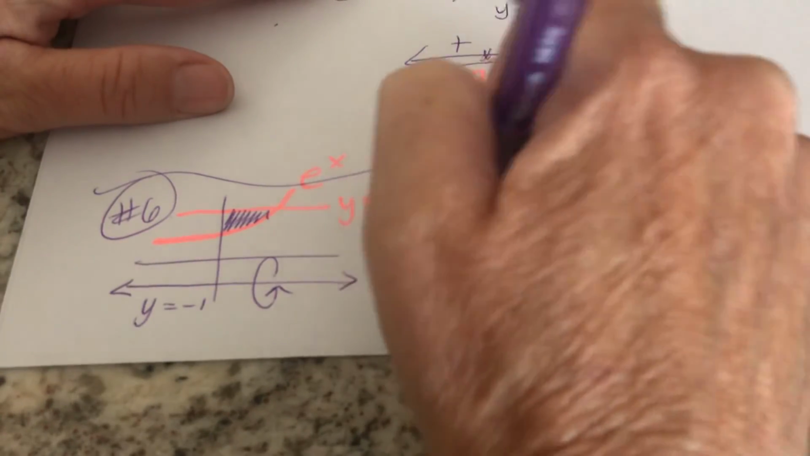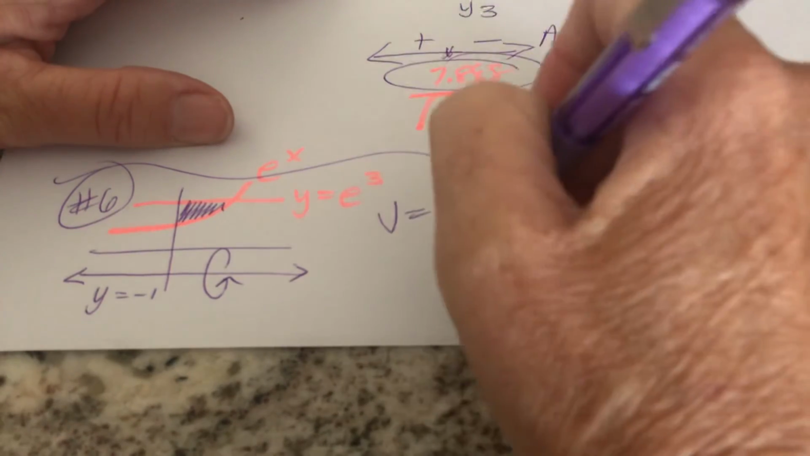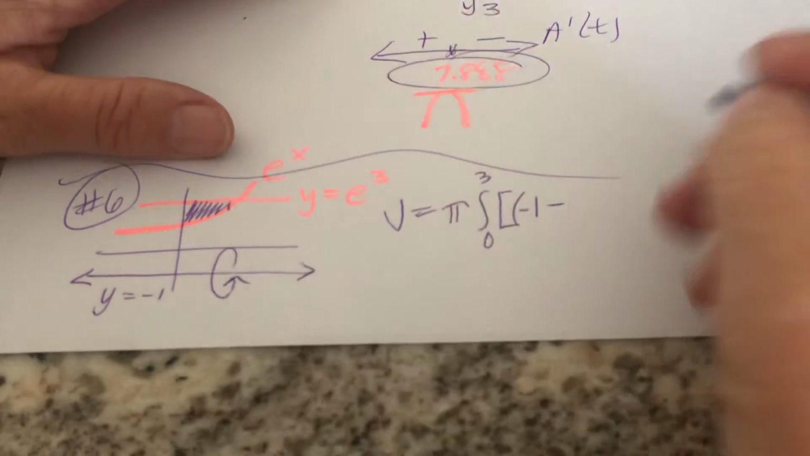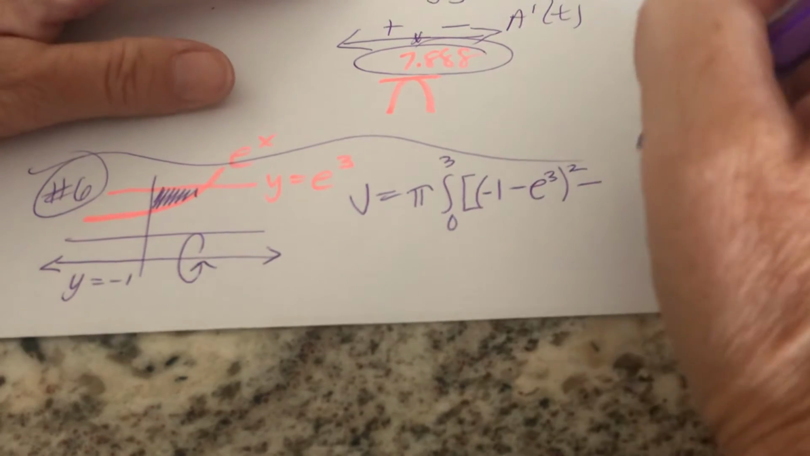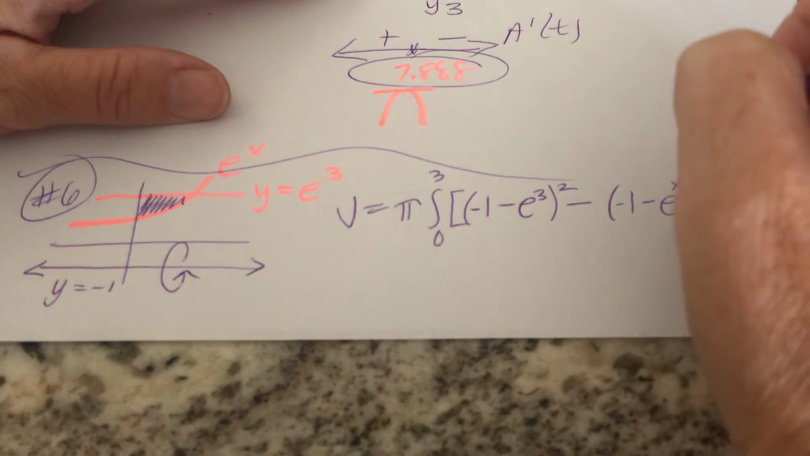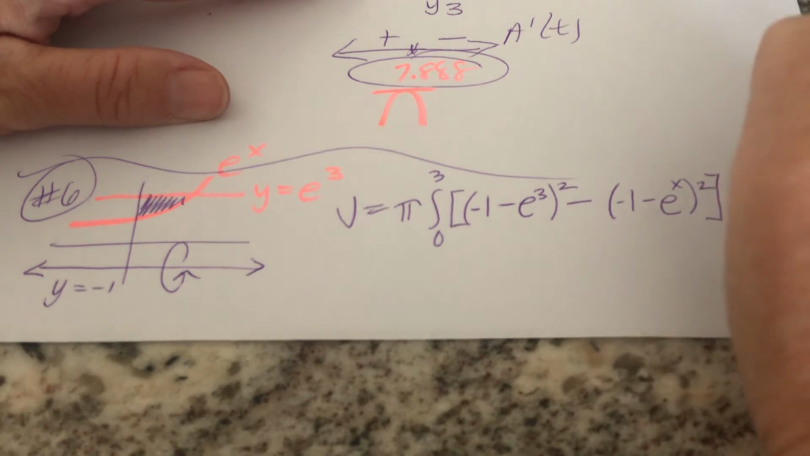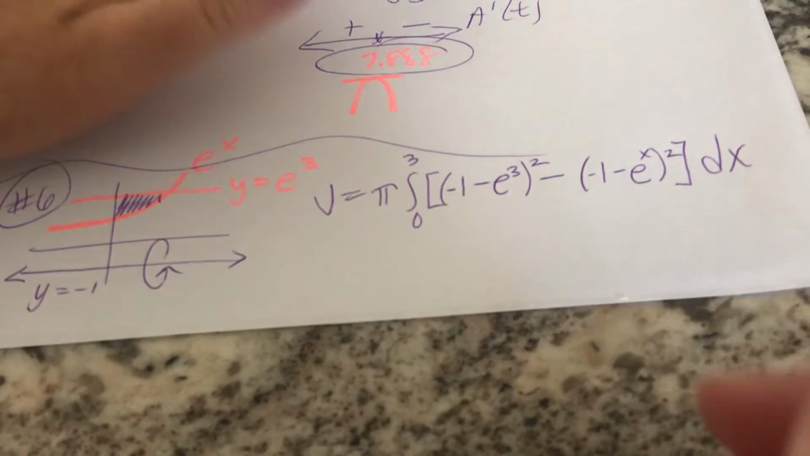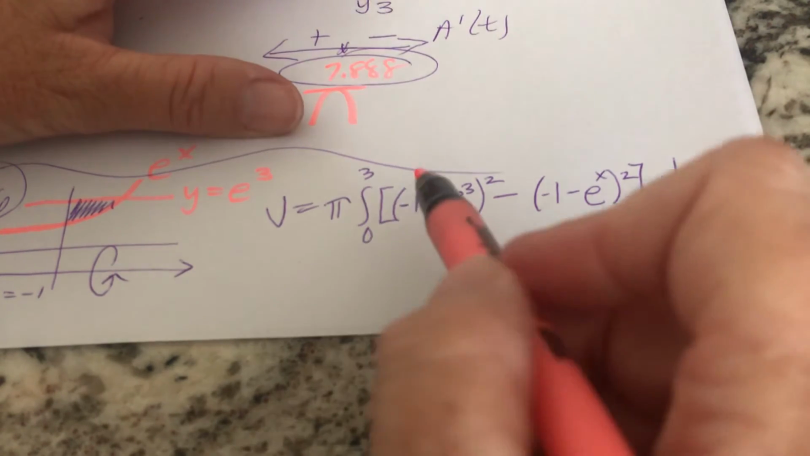So the setup was absolutely correct that I did in class. Pi from 0 to 3. We need to start with the -1 and subtract the farthest function, which is e cubed squared, minus that -1 minus the closer function, e to the x, quantity squared, and I use brackets this time, dx. So here's what I want to show you. This is what dawned on me, because this doesn't look like the answer's there to choose from.